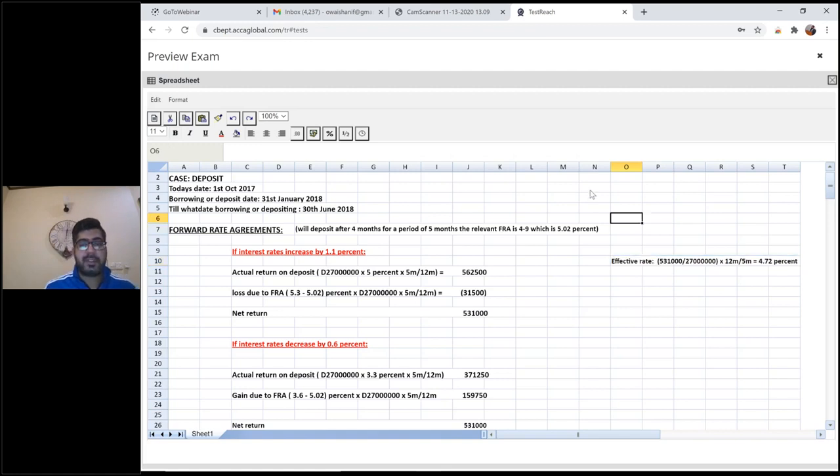Okay, this is the effective rate. You need to write this effective rate, and the proof is that both options, increase and decrease, give the same answer. That's the proof that your working is right. Okay, my FRA technique is over. If you have any questions, you can ask, and then you can copy, and we will move towards the next question, next technique.